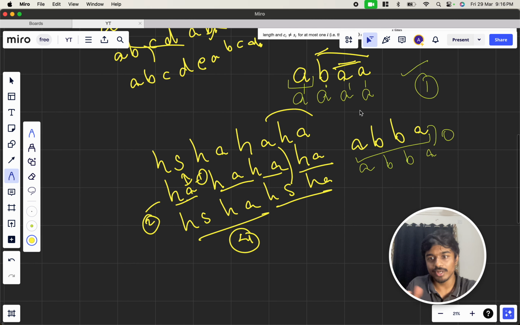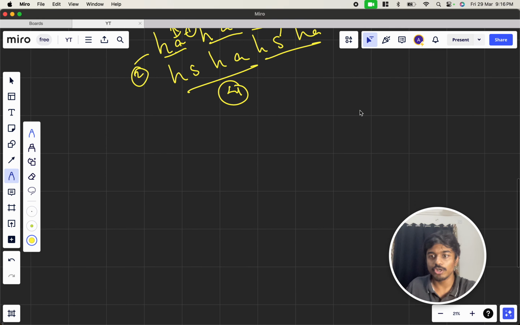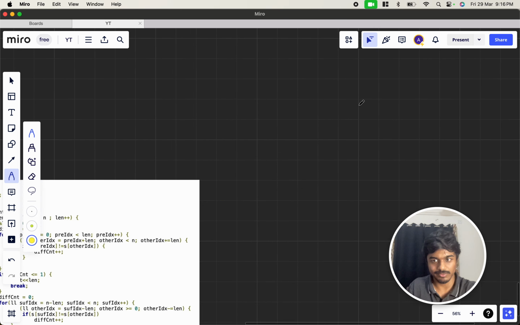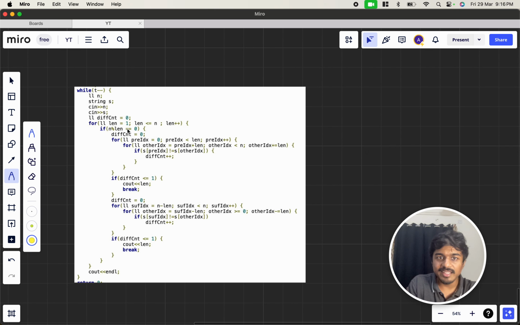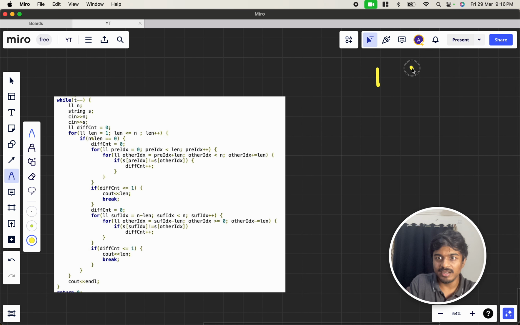Now, how do we code it? So now we understood, right? We are able to get the time complexity also. It is very much optimized. Now, let's try to understand how we code it. I will say that we'll start from length as 1 till the last number.